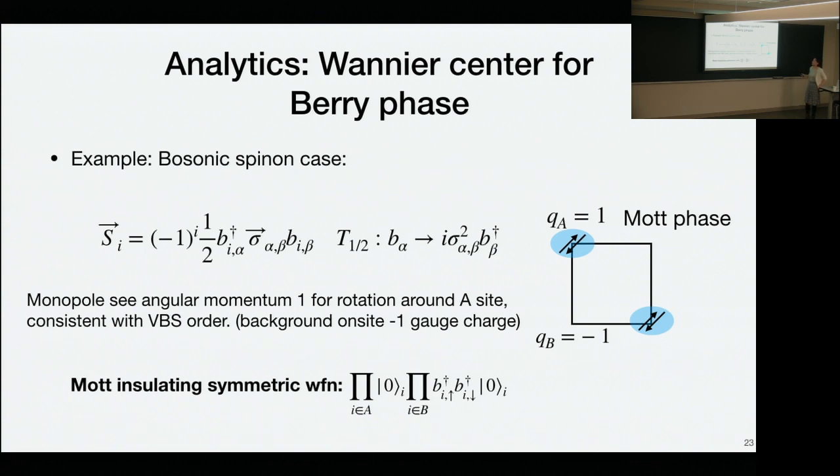And we can see that once we subtract the background -1 gauge charge located on each site, then the monopole, when rotating around one lattice site, sees one gauge charge, or -1 gauge charge. So namely, it carries one unit of angular momentum upon this C4 rotation. And that's in line with the symmetry of the valence bond solid order. So it means that once we gap the bosonic spinon and monopole proliferates, this Néel order will transform into a VBS order.